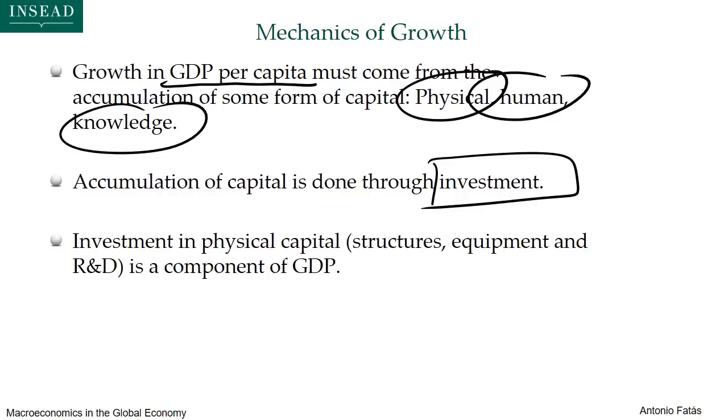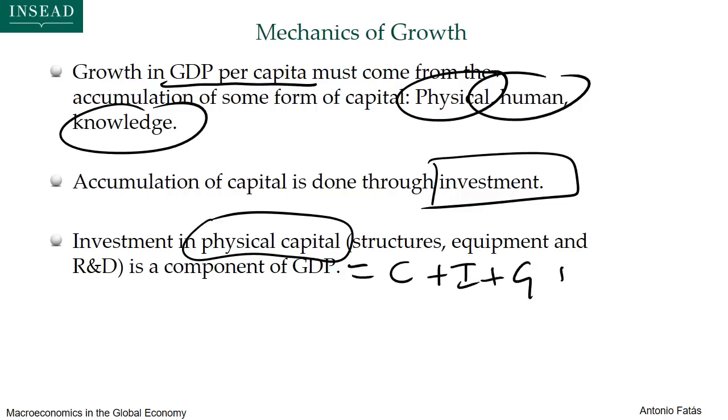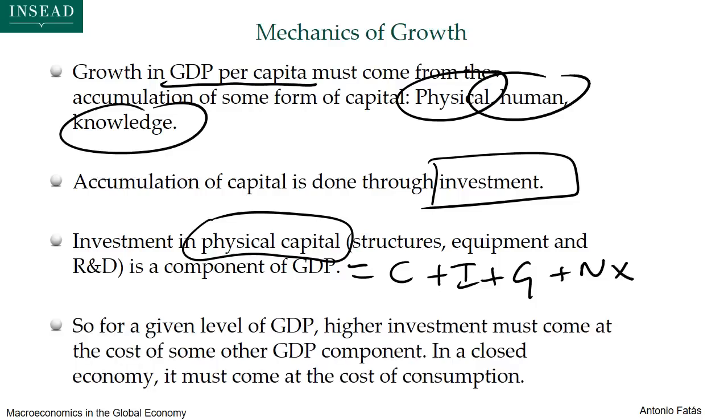Now, if we think about investment in one particular category, which is investment in physical capital, investment is a component of GDP. Remember that GDP is equal to consumption, investment, government consumption, and net exports. So when we think about growth through investment, if we increase investment to grow GDP, something has to come down. In the case of a closed economy where net exports are zero, more investment has to come from either lower private consumption or lower government consumption. So we see clearly the trade-off between investment and consumption when we think about the drivers of growth.